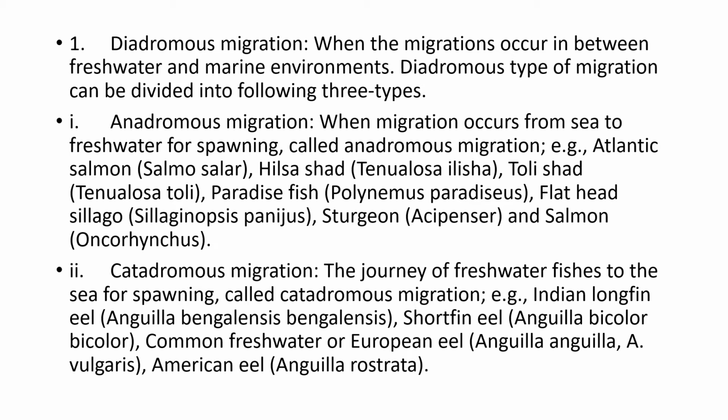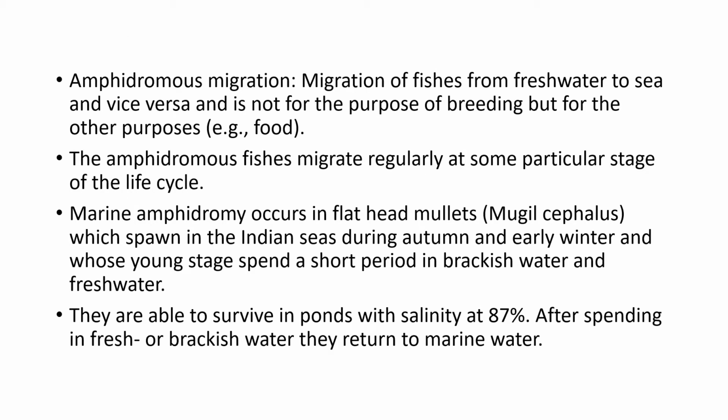The second type of diadromous migration is catadromous migration. The catadromous migration can be defined as the journey of freshwater fish to the seas for spawning. So that means the adults live in freshwaters and they move towards the marine water for their reproduction. Common freshwater fishes are European eels, American eels, short fin eels, Indian long fin eels, the best examples for the fishes exhibiting catadromous migration.